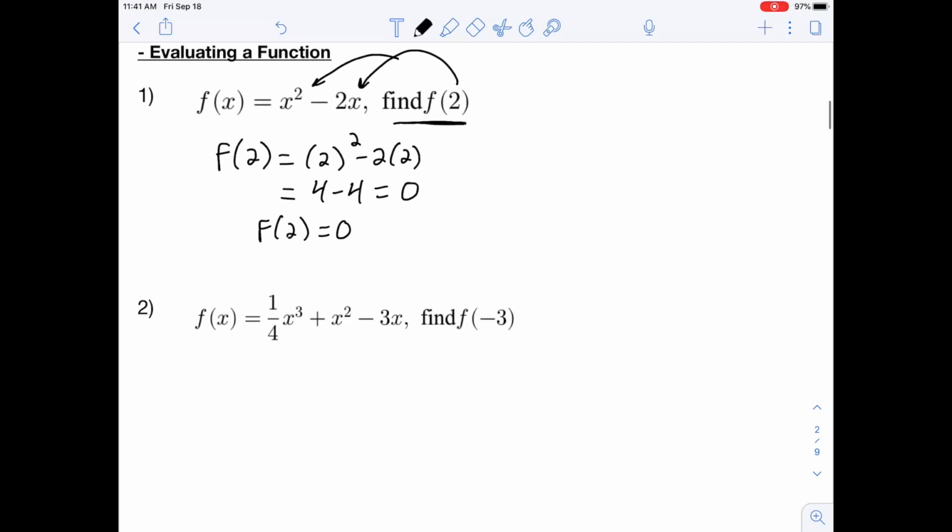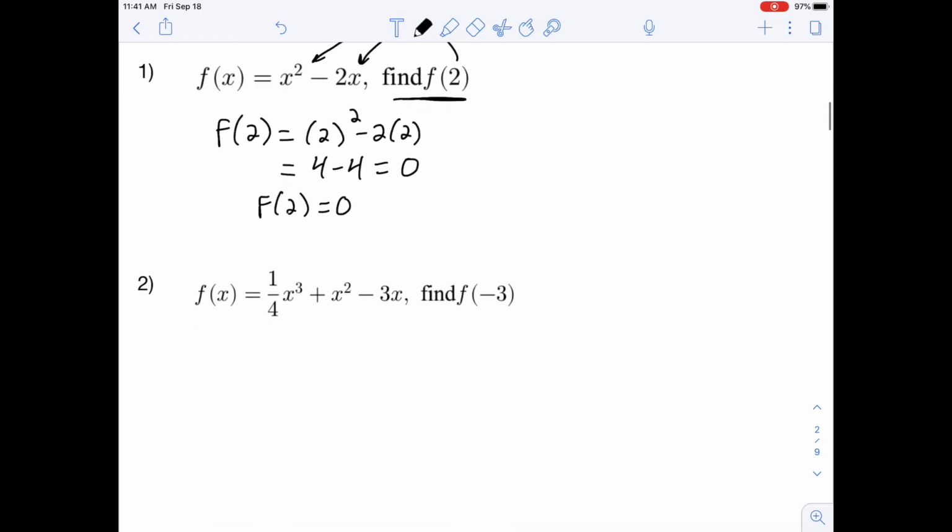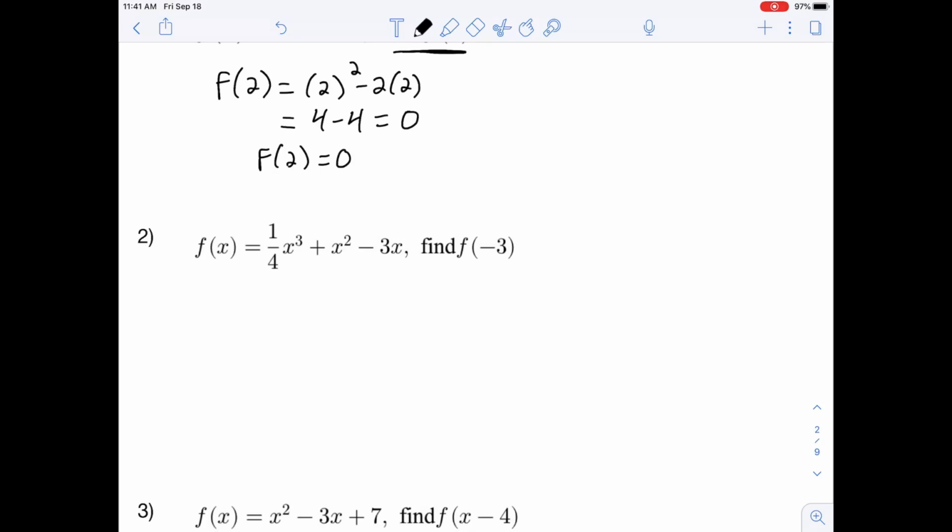And I put this one in there because you have fractions. And we have a negative value now. So f of negative 3, that means that we are going to substitute a negative 3 for all of these x's right here. So this is going to be f of negative 3 is equal to, be careful how you write it, 1/4 times, make sure you put it in parentheses because the whole thing is being cubed, plus, same thing, put the value in parentheses because the whole thing is being squared, minus 3 times negative 3.